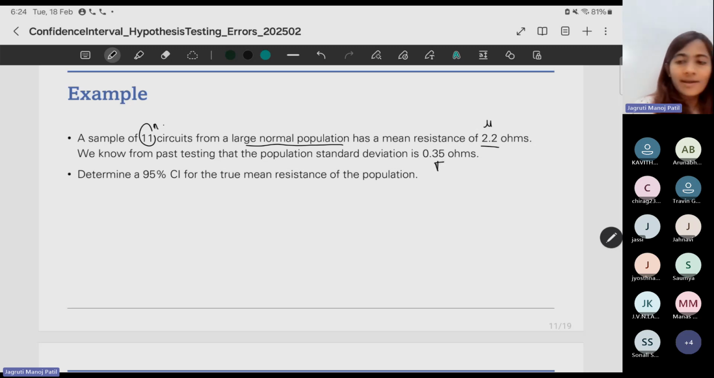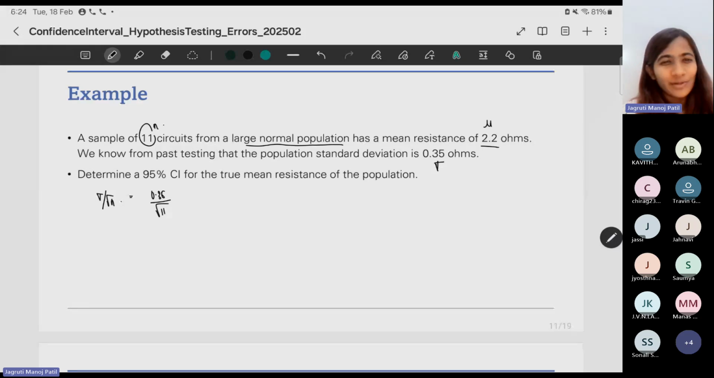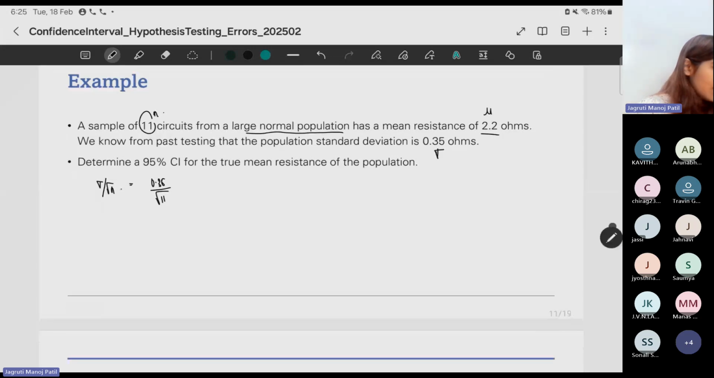What we don't have here is sigma by root n. You can quickly calculate what sigma by root n would be; it would be something like this. I don't expect you to give me values, but it's just to help you if you haven't done these things. Now they are asking us to determine a 95% confidence interval.